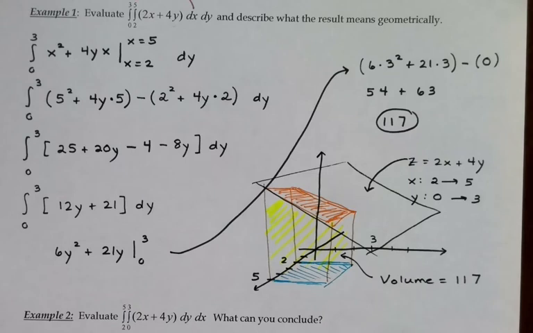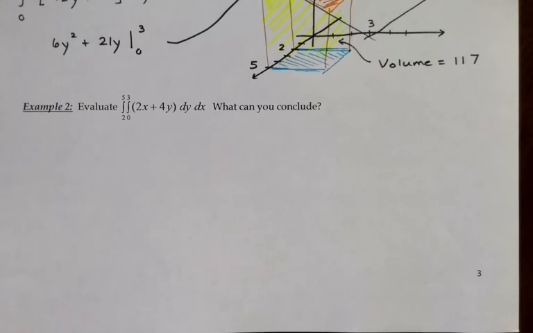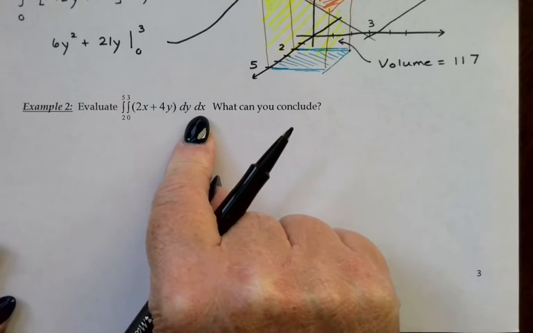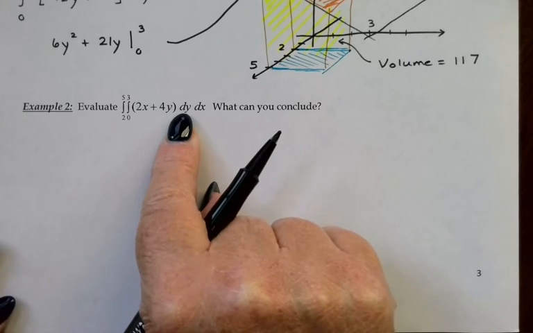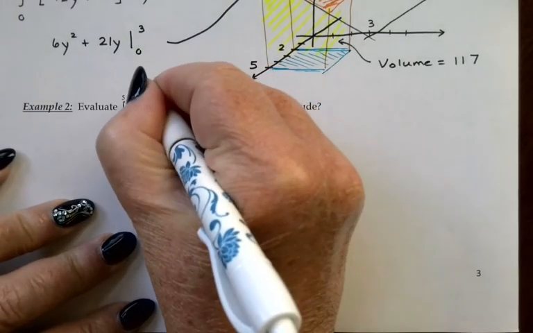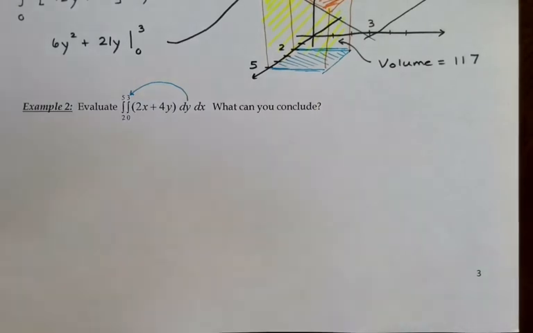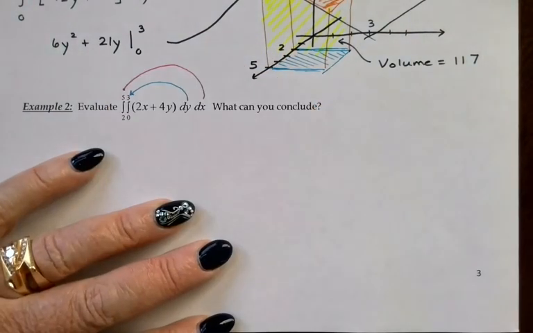All right, in example 2, you'll notice that we have the same function, 2x plus 4y. And this time, instead of writing dx dy, I've written dy dx. The inner integral, the first one we're going to evaluate, is the y integral. I also want us to think about, have we changed the limits of integration? Well, you'll notice that the y values go from 0 to 3, which is exactly what they did before, and the x values go from 2 to 5, which is exactly what they did before as well.